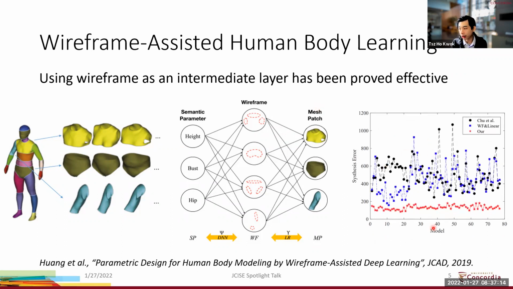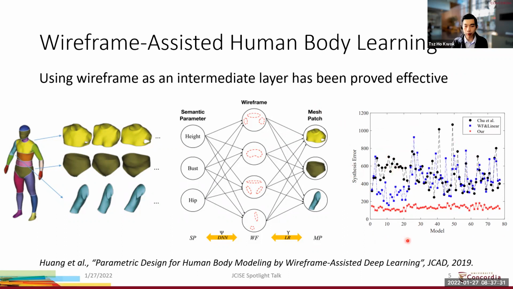In this chart, you can see from the synthetic errors that this new method, generally speaking, has much lower and more stable results compared to the other methods you can see here. This is an error, so the larger, the worse.